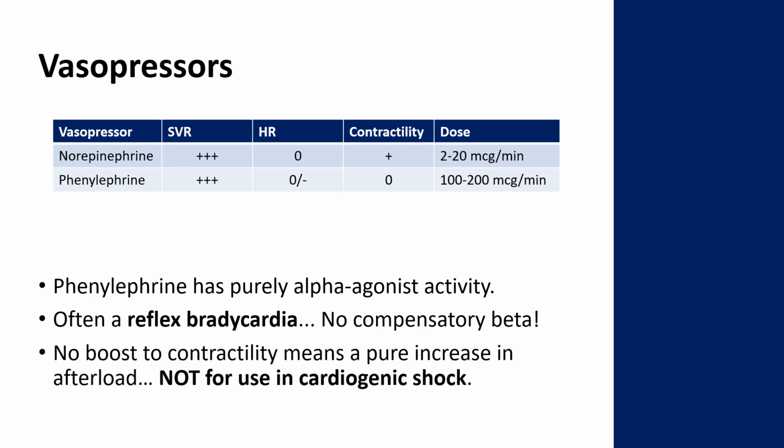The other consequence to not really having any compensatory beta is that you don't really have any boost to contractility, and all you've got is this pure increase in systemic vascular resistance, which actually equates to a pure increase in afterload. So most of the time, this increase in afterload isn't really going to matter, but if you've got a patient that's got really bad CHF or they're in cardiogenic shock, you worry about making that heart work harder, like increasing the pressure that already sick or weak heart is going to have to push against. And we worry that this might actually make people worse.